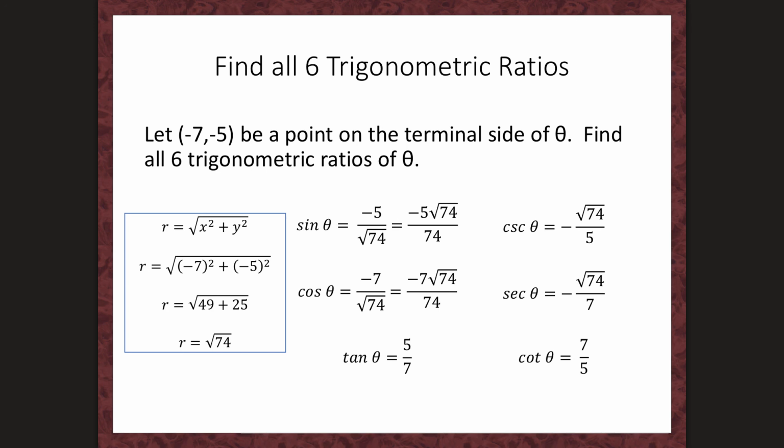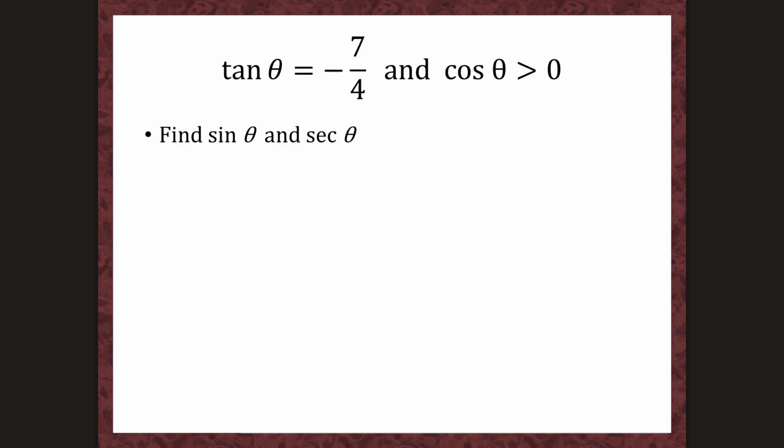Okay, let's try doing this with a slightly different question type. Here I'm giving you the tangent of theta equals negative 7 over 4. And the cosine of theta is also going to be greater than 0, which means the cosine will end up being positive. And I want to find the sine of theta and the secant of theta.